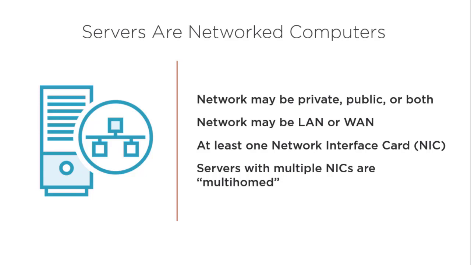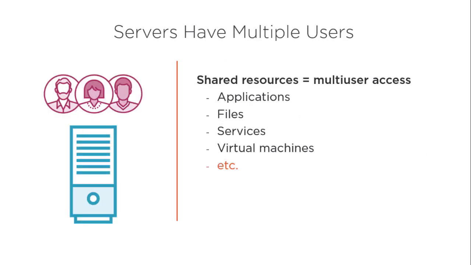The network may be a LAN or WAN. A network in the same premises is called a LAN, local area network, and networks in different offices connected together are called a WAN, wide area network. At least one network interface card is present in the server. Basically a server contains a minimum of one network card, also called a NIC. Those servers which have more than one network card are called multi-homed servers.